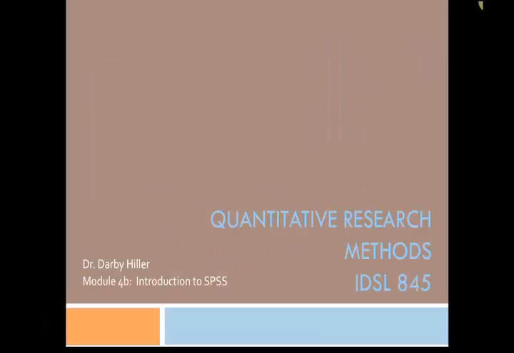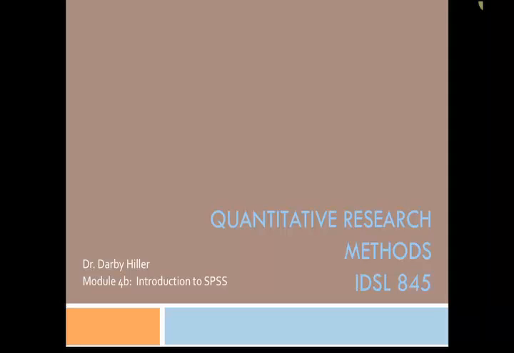Hello, welcome. This is Module 4B. It's going to be our introduction to SPSS in quantitative research methods. It can be a short little introduction, and what we're going to do is take a look at what SPSS looks like when you open a blank data file to see what all the options are.